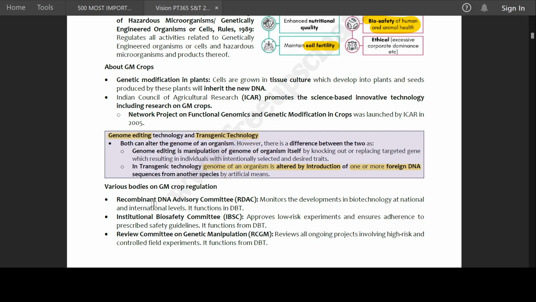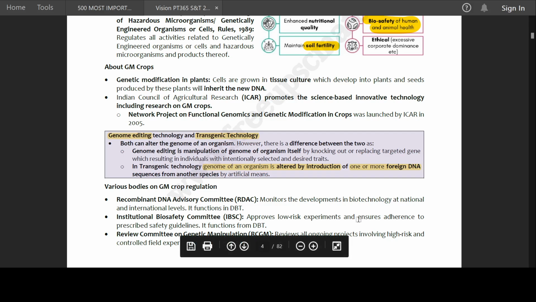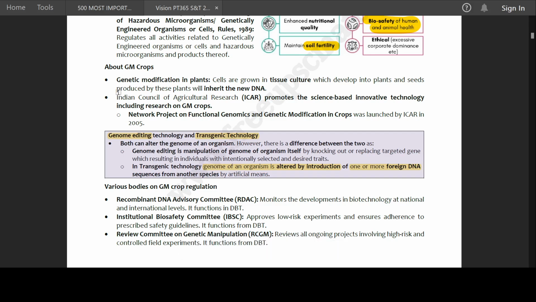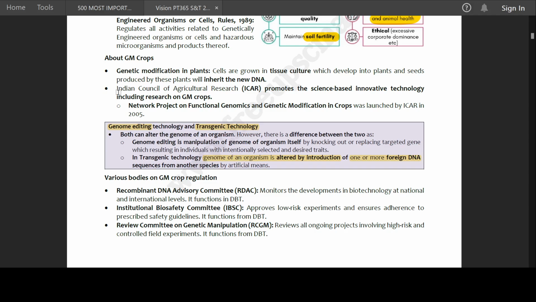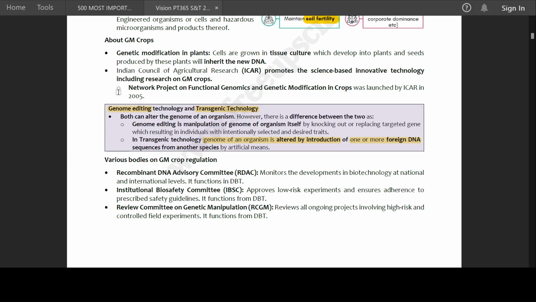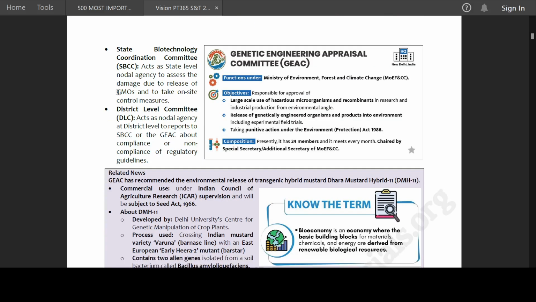Various bodies on GM crop regulation. The Recombinant DNA Advisory Committee (RDAC) monitors the developments in biotechnology at national and international levels. It functions under the Department of Biotechnology. The Institutional Biosafety Committee approves low-risk experiments and ensures adherence to prescribed safety guidelines. It also functions under the Department of Biotechnology. The Review Committee on Genetic Manipulation also functions under the Department of Biotechnology. The Department of Biotechnology comes under the Ministry of Science and Technology.